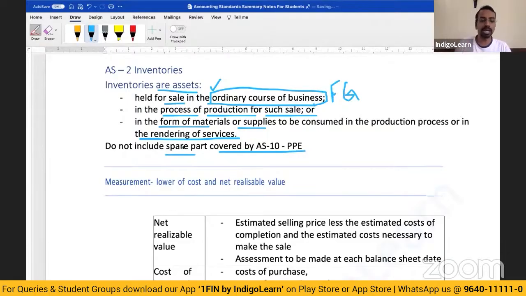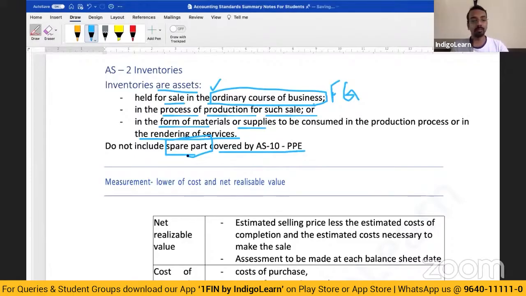Now what do I mean by that? If any spare part is recognized as a property, plant and equipment as per accounting standard 10, then those parts will not be covered by AS2. But if any spare part is not recognized under AS10 because it does not meet the recognition criteria, that will be covered under AS2. Now let me ask you one question, and I want you guys to answer.